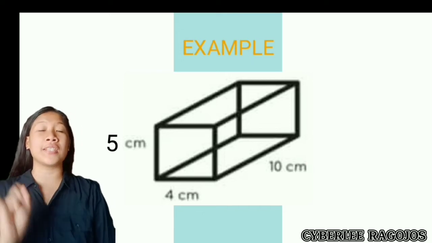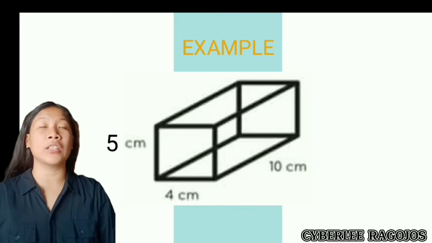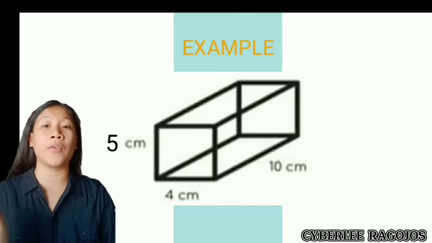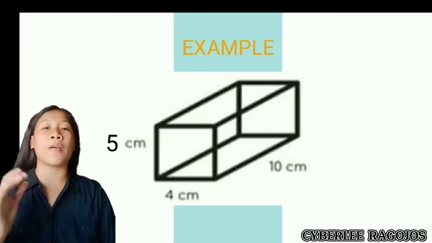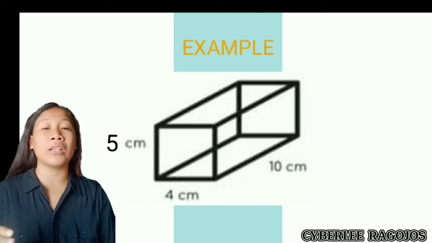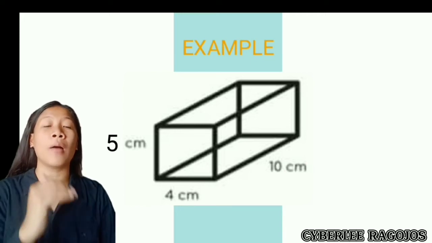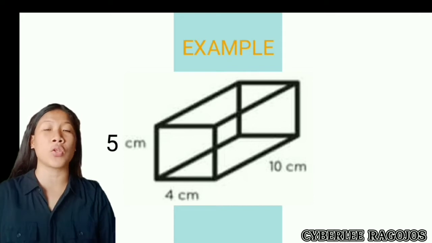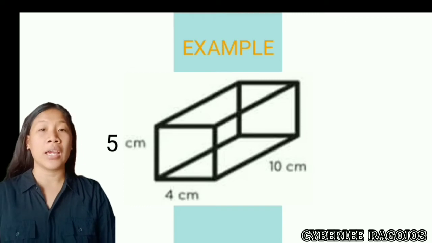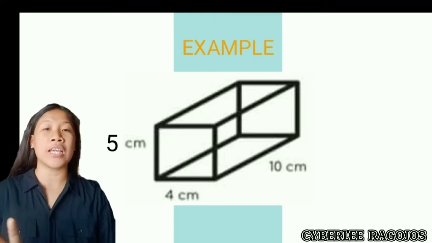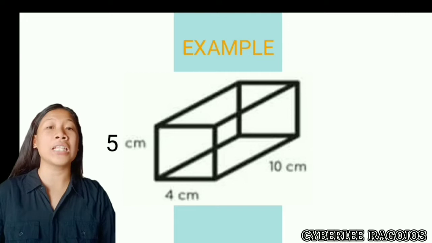So, first step, nung sa kanina na sinabi natin yung mga step, the first step is identify the shape of the bases. The shape of the base depends on what type of prism it is. So, ano nga bang type ng prism na ito? This is a rectangular prism. In one side, meron siyang 4 cm and the other side is 5 cm.